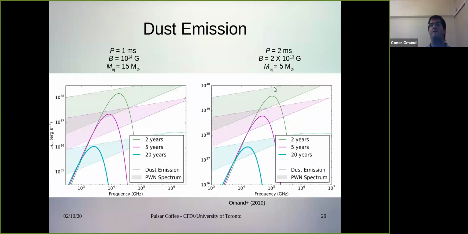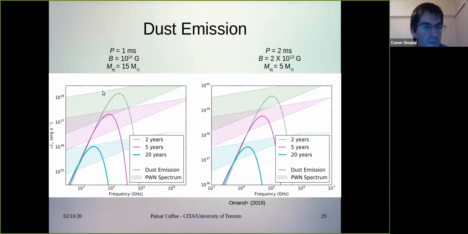And so if we can form this dust, how much we'll emit is detectable. So this is close to a generic P-min, 10 to the 14 Gauss, 15 solar masses, 1 millisecond. We can see about nu L nu is about 10 to the 38 ergs. 2 years, 5 years, and 10 years, it's in these shaded regions. These shaded regions are because of the uncertainty in the pulsar nebula spectrum that I talked about. This is kind of the upper limits.